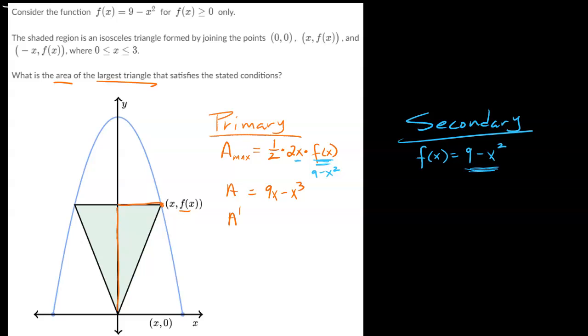Derivative next to find critical numbers. So that would be 9 minus 3x squared. And to find critical numbers, it's when this derivative is equal to 0 or undefined. There are no undefined values.